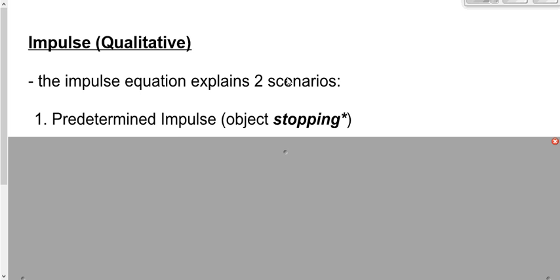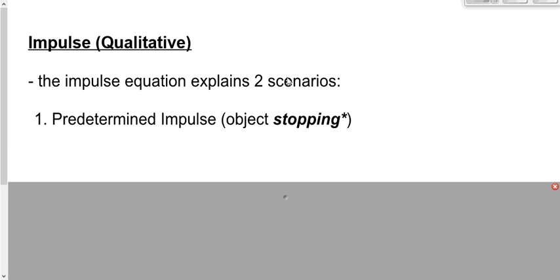Here's the deal. When you have a predetermined impulse, which occurs when you're stopping an object, whether it be you or your car or the baseball, when you have a predetermined impulse, that symbol, by the way, just means it's not going up, not going down, it's not changing. You have a predetermined impulse.